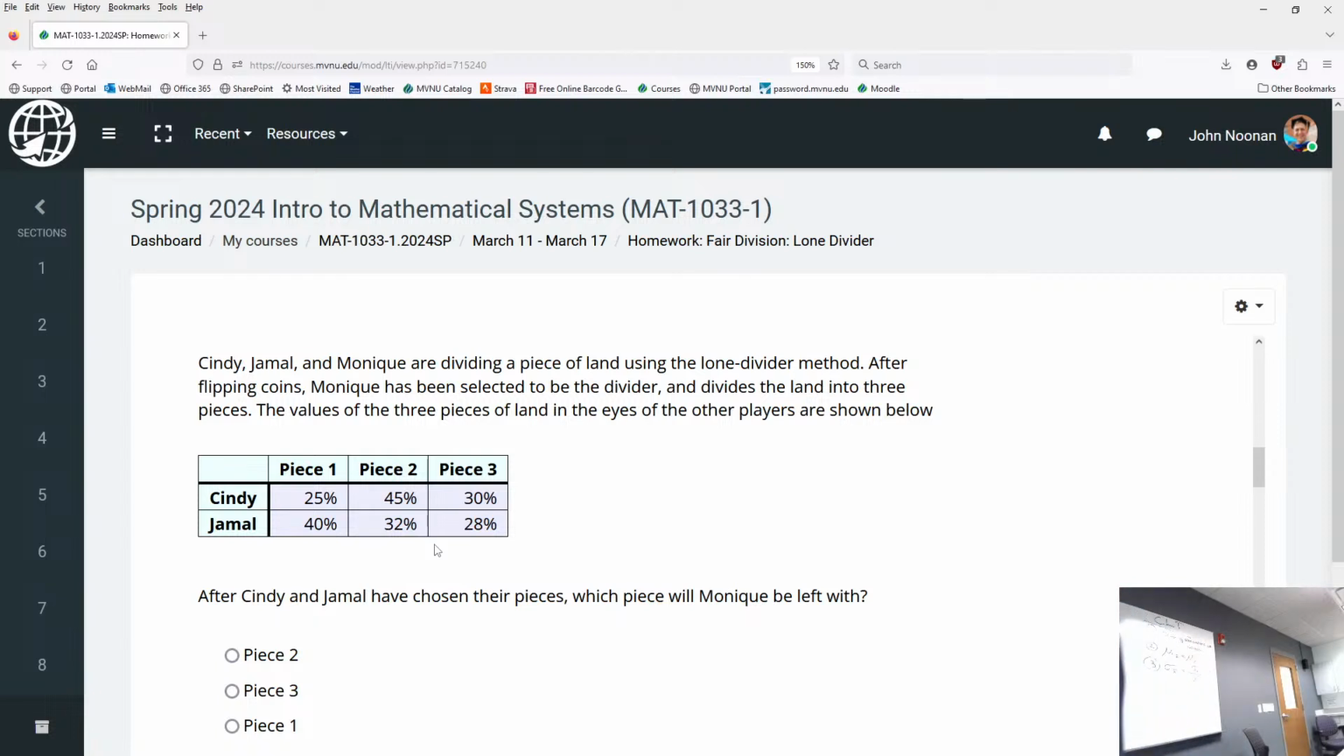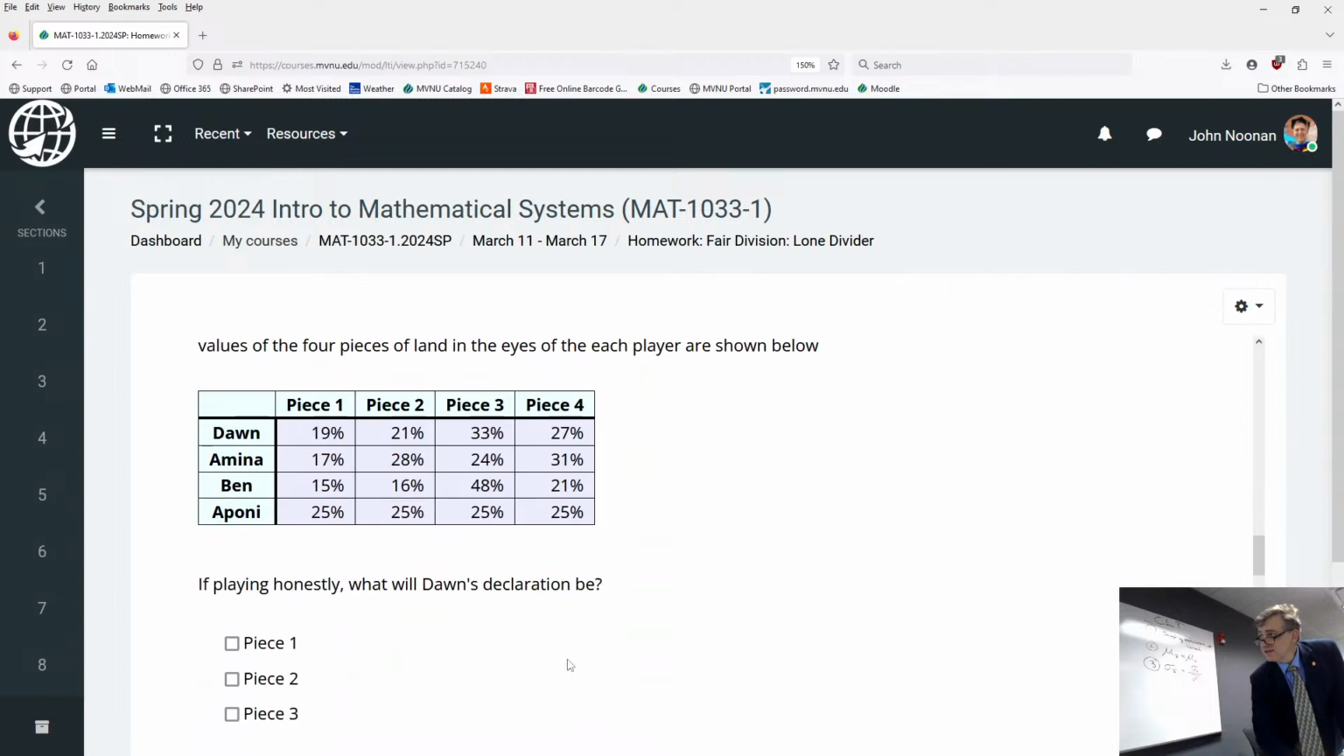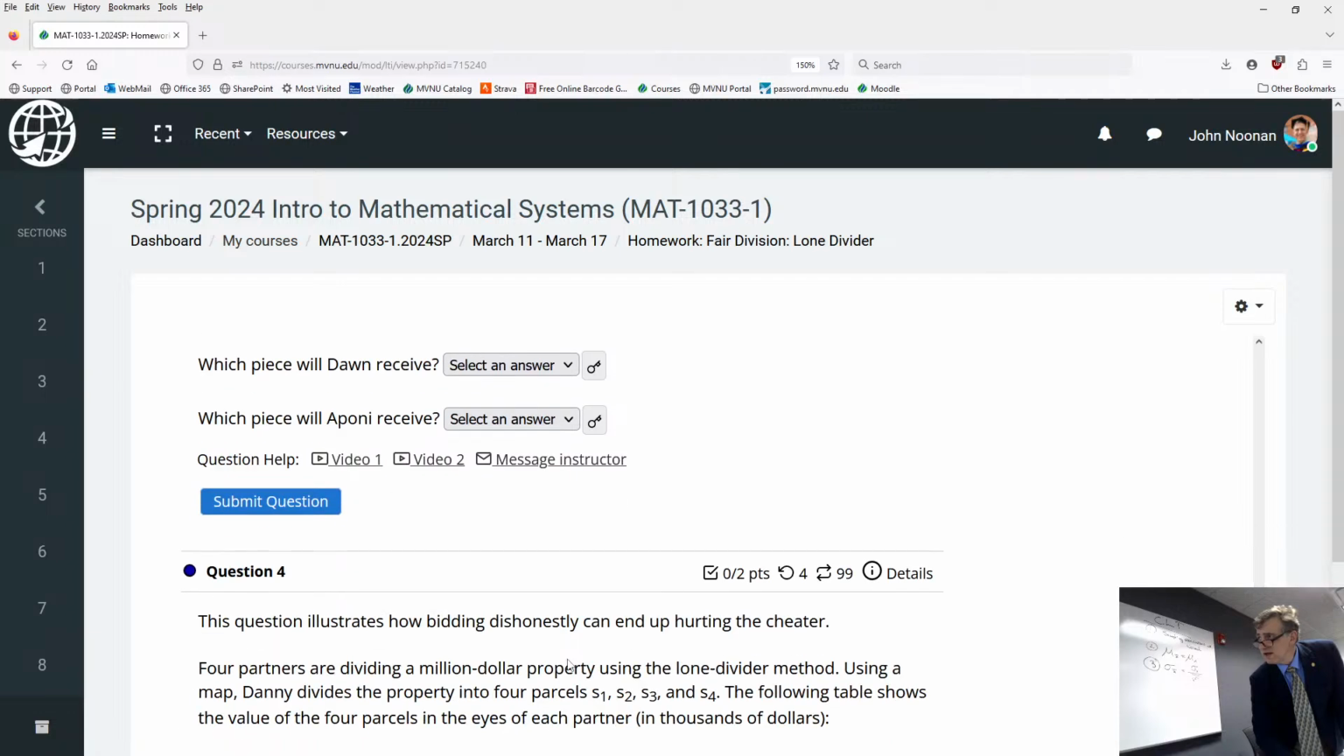A note about this one, you'll see Cindy, Jamal, and you'll say, where's the third person? Well, the third person is Monique, and Monique thinks that they're all the same. So they've left off Monique just because they're all 33% for Monique. So when you get to that one, don't let it throw you. So that one's not bad. That one's not bad as well.